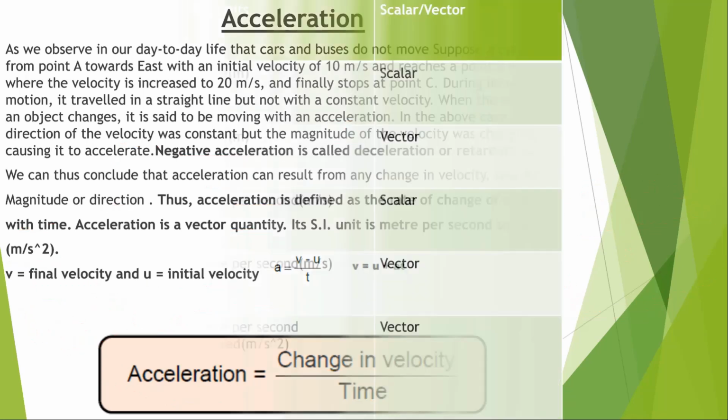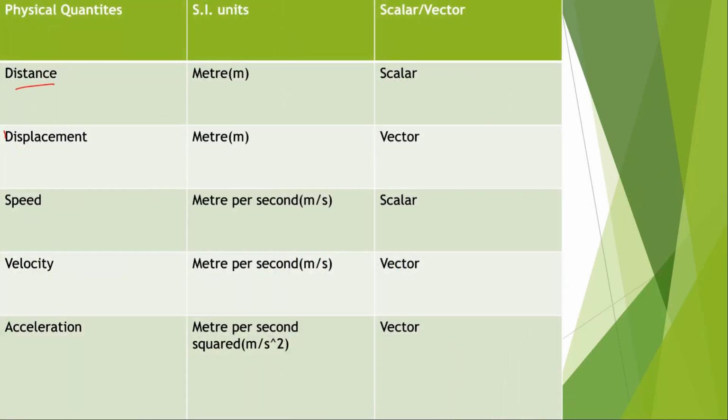Now let's take a summary of all the things: distance, displacement, speed, velocity. The SI unit of distance is meter, displacement is also meter, for speed it is meters per second, and for velocity it is meters per second also. For acceleration it is meters per second squared. Now let's see, is it scalar or vector? Distance is scalar, displacement is vector, speed is scalar, velocity is vector, and acceleration is vector. It is easy to remember: SS, speed scalar, and VV, velocity vector.